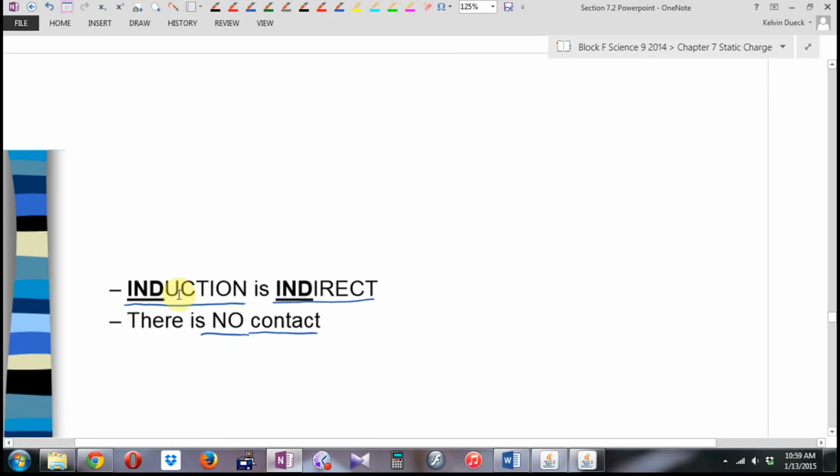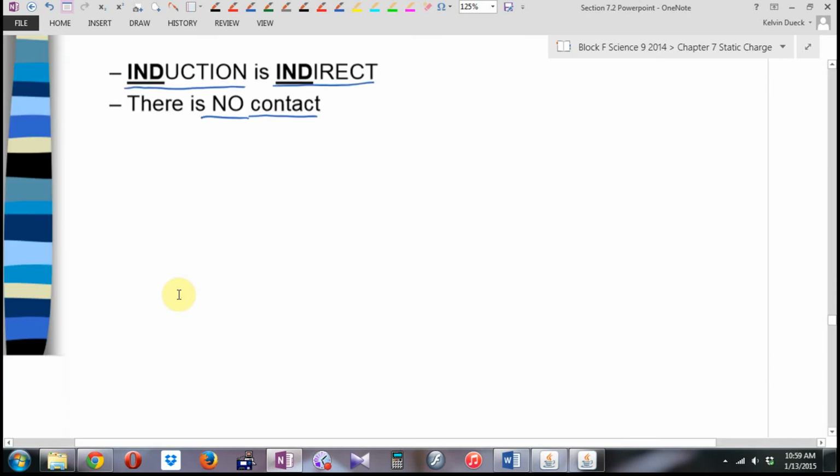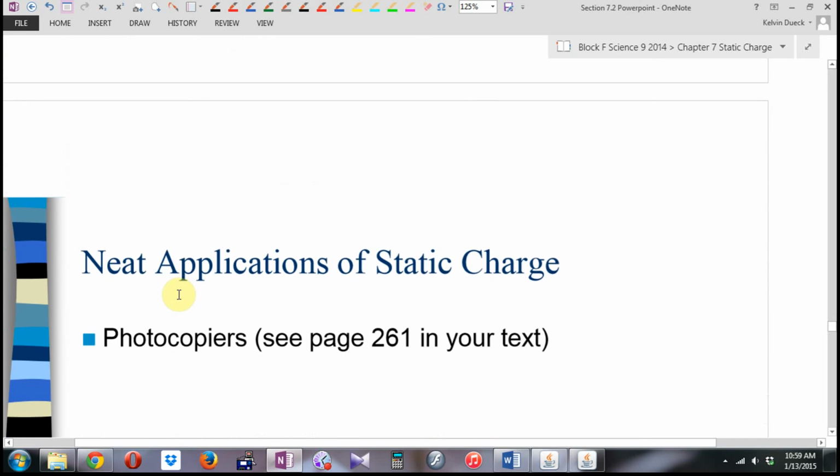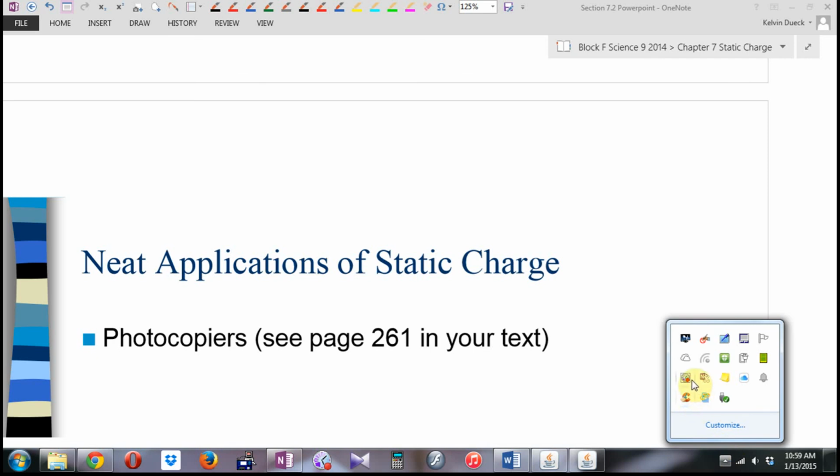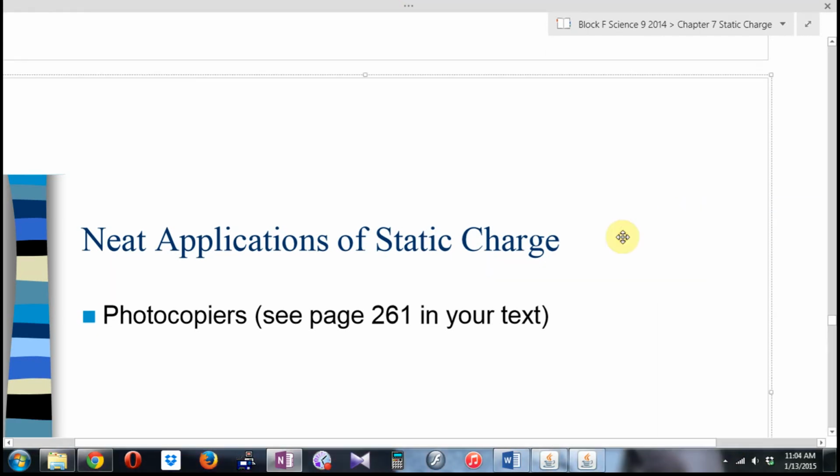Okay, you figured that out okay? We need applications of static charge. Photocopiers. Now I wrote here, see page 261 in your text. If you have a textbook, you can look at page 261, but I also have a copy that I'll beam up here as well. So, applications: photocopiers. Kind of cool.